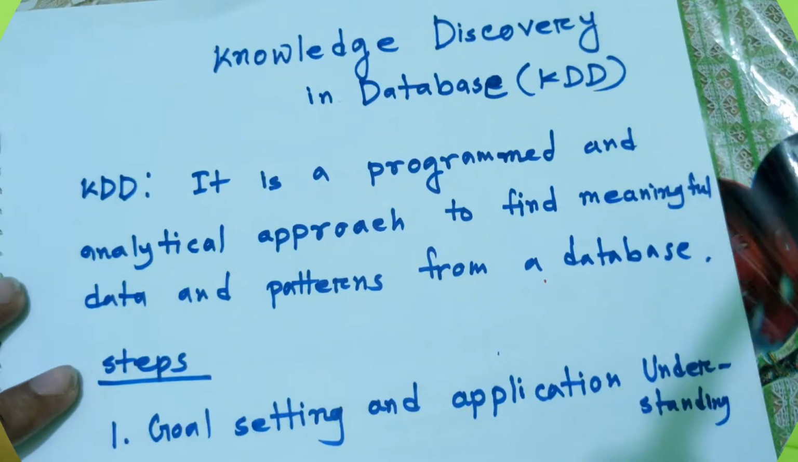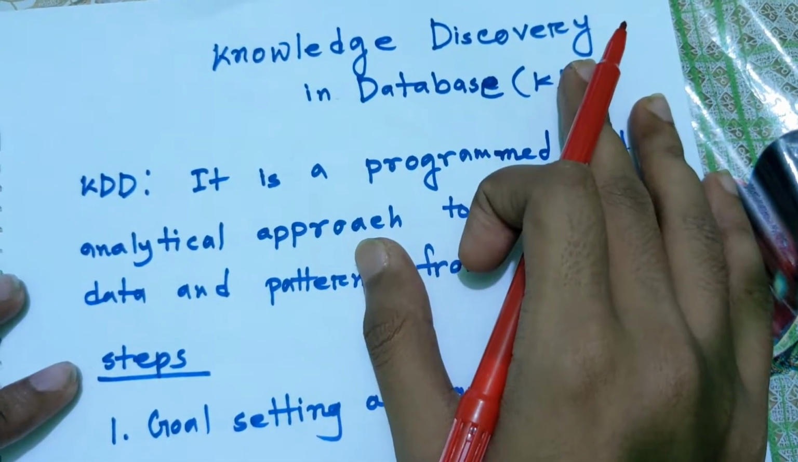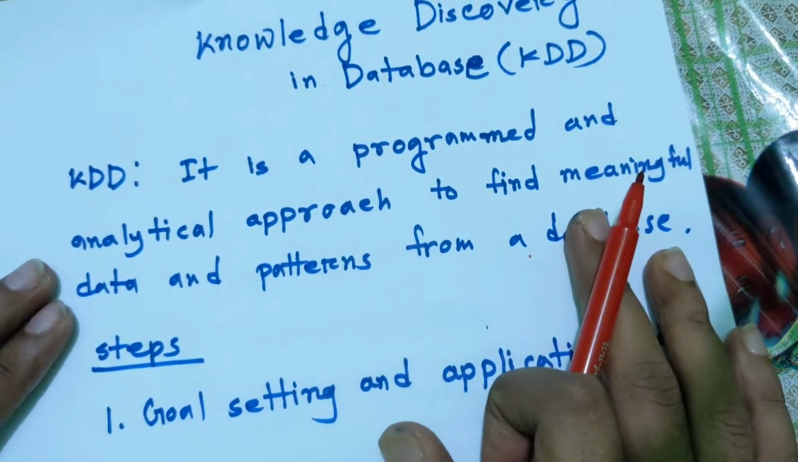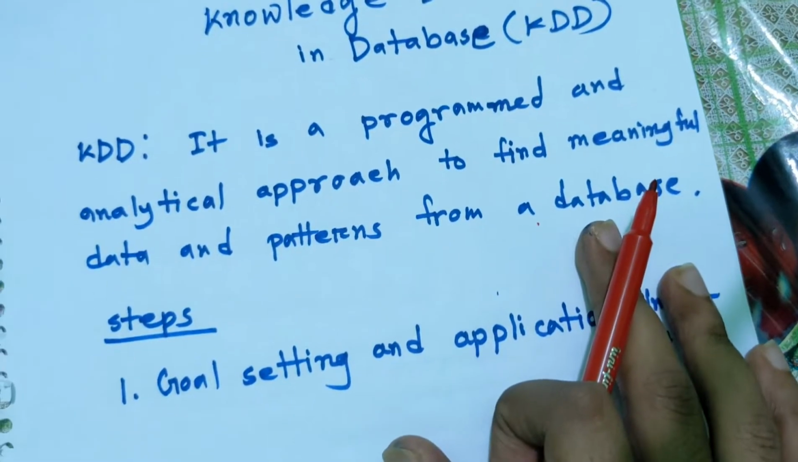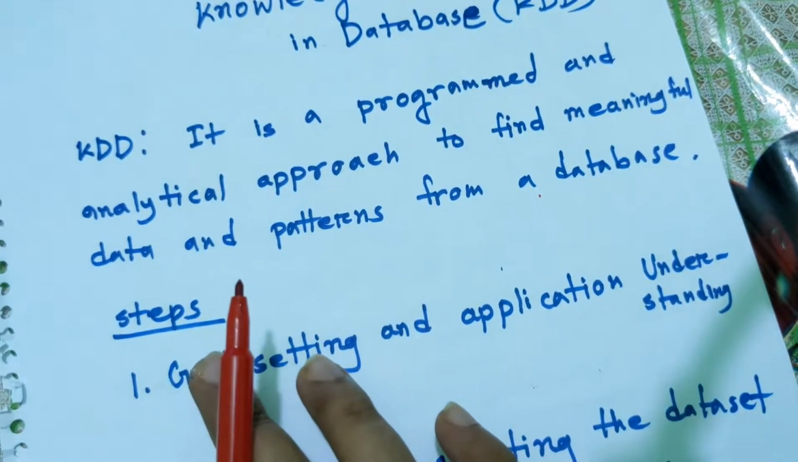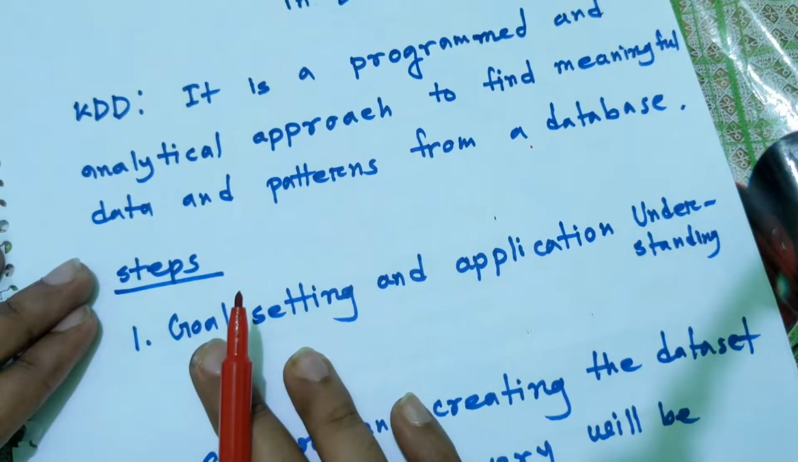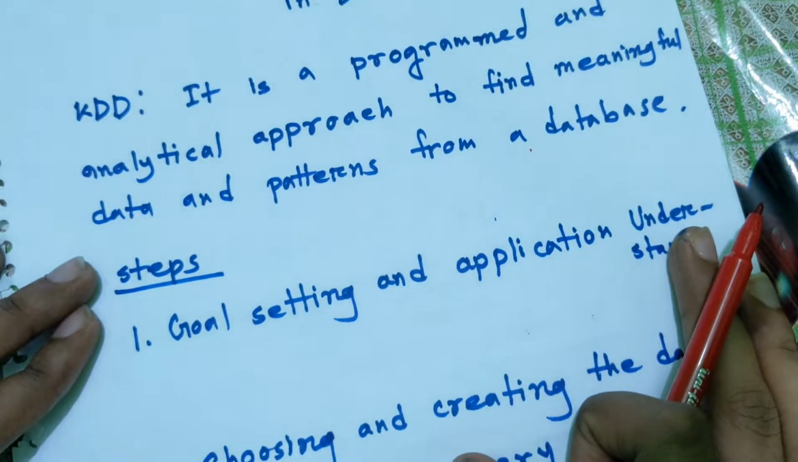As I already told you about knowledge discovery in database, it is a programmed and analytical approach to find meaningful data and patterns from a database. Now let's see the basic steps of knowledge discovery in database. The first step is goal setting and application understanding.